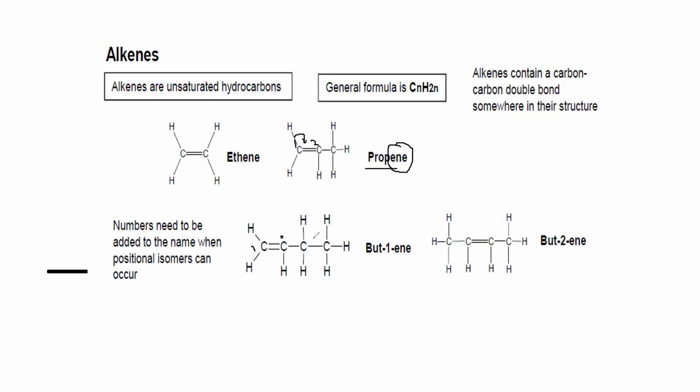Then 1, 2, 3 and 4 carbons. So first carbon having a double bond, that's but. Because the double bond is with the first carbon, that's why it is but-1-ene. If we change the position of the double bond, 1, 2, 3 and 4, the double bond is between the second and third carbon, or it is with the second carbon, so it is but-2-ene.